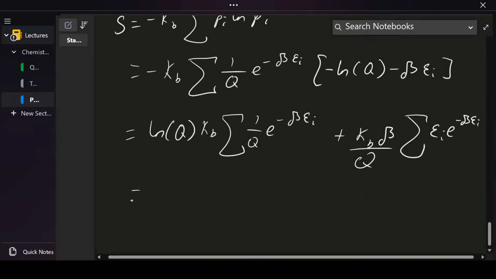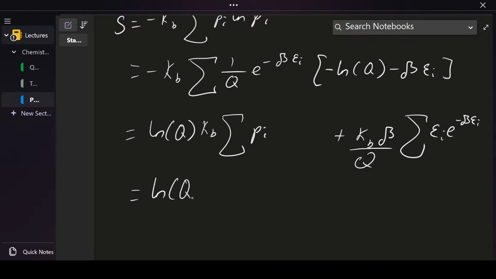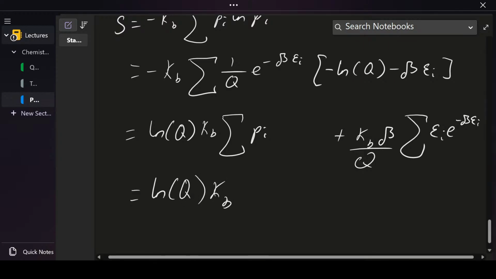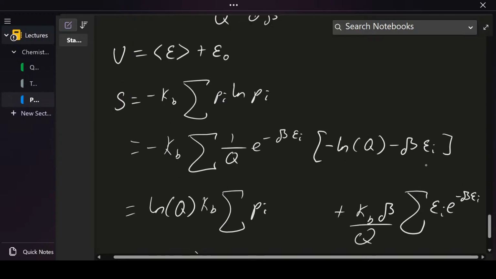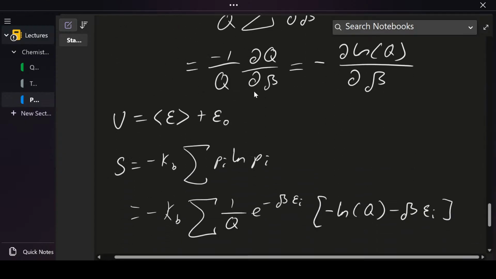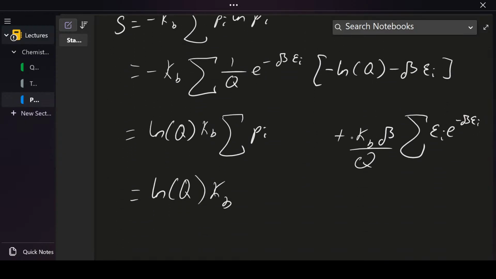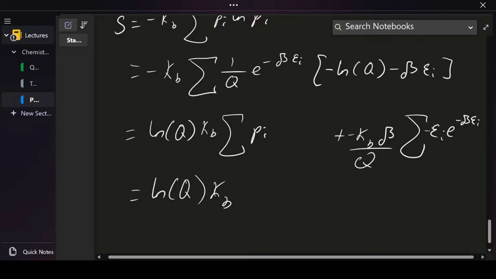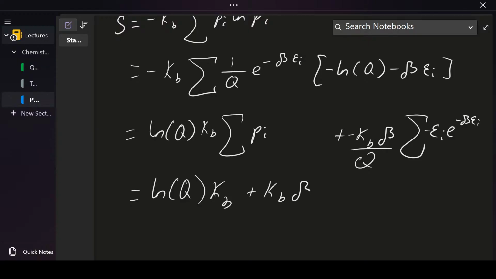And so for this first term, I'm going to replace these back with p_i, and so the sum of all of my probabilities is just 1, and so that sum is going to just multiply out. And then for the last term I have, this is quite similar to what I had with my expected energy case, missing a negative, and so I can negate here, and then this ends up being k_B beta times the expected energy.